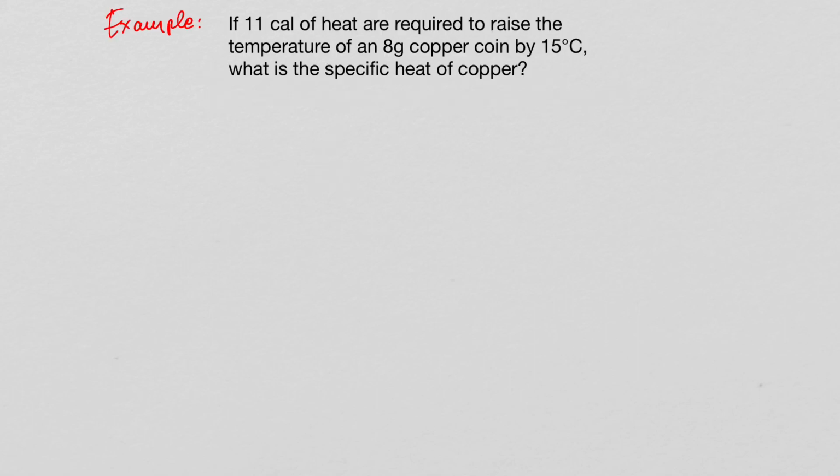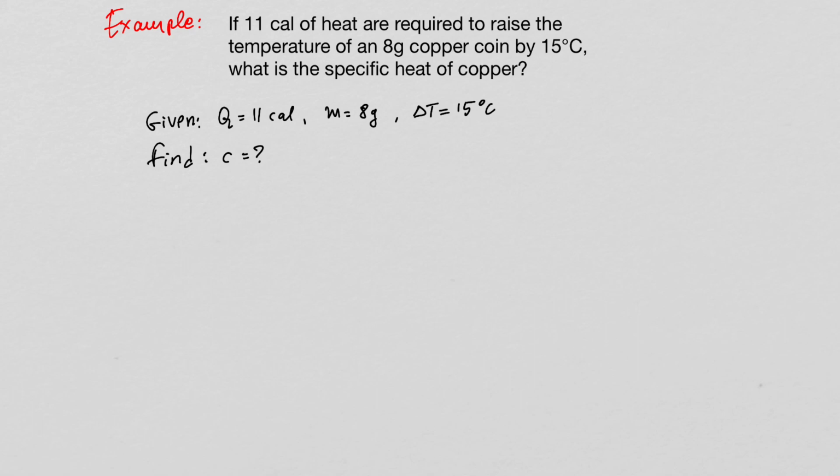To illustrate the concept of specific heat, let's do the following example. If 11 calories of heat are required to raise the temperature of an 8-gram copper coin by 15 degrees Celsius, what is the specific heat of copper? So let's see what we know. We know the amount of heat necessary for the temperature change, that's 11 calories. The mass of the coin is 8 grams, and the change in temperature is 15 degrees Celsius. What we're looking for is the specific heat.